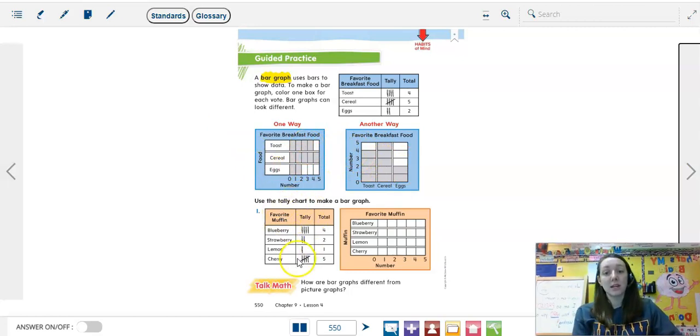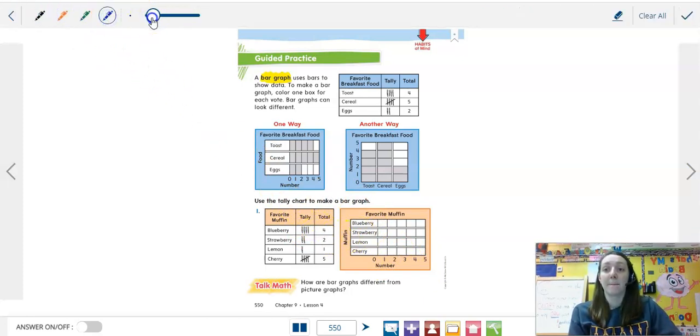So let's use this tally chart to make our bar graph. I look at my first category, and I see that it's blueberries, and they got 4 votes. Now, something I notice about my bar graph is that each box is 1. That's important to note, so that I know I'm going to color in 4 boxes because each one is worth 1. So I'm going to color in 1, 2, 3, 4 boxes. All right, so that's my blueberry bar.